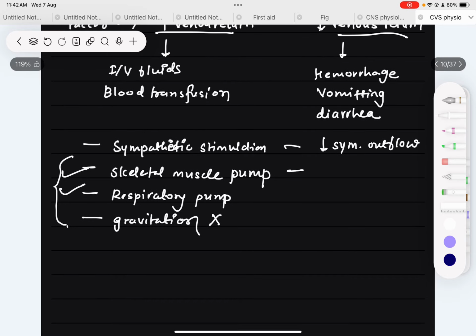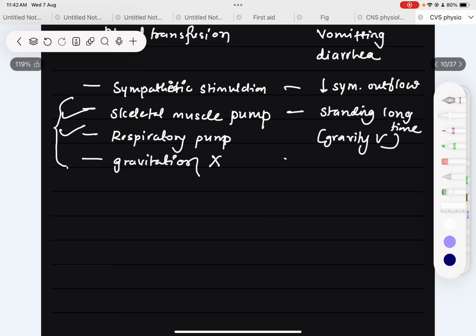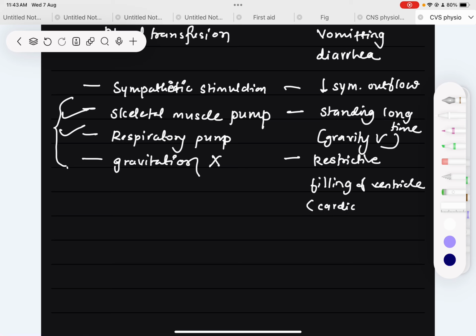Now here, decreasing venous return: standing for a long time, effect of gravity, increased peripheral pooling, so decrease in venous return, and restrictive filling of the ventricles as seen in cardiac tamponade.